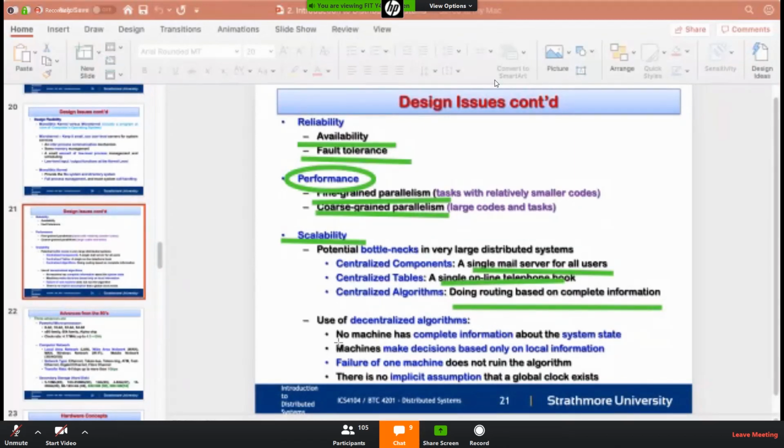So no machine has complete information about the state, so they are distributed. A machine makes decisions based on local data. In your location, you make a decision based on your information, on your local system. I'll make mine based on my local system. Failure of one machine does not ruin the algorithm. Mine will still run. Like right now, if your Zoom fails wherever you are, mine will still run. That's an example of one machine not ruining the algorithm.